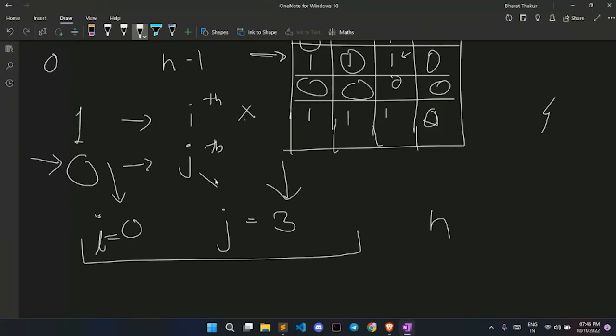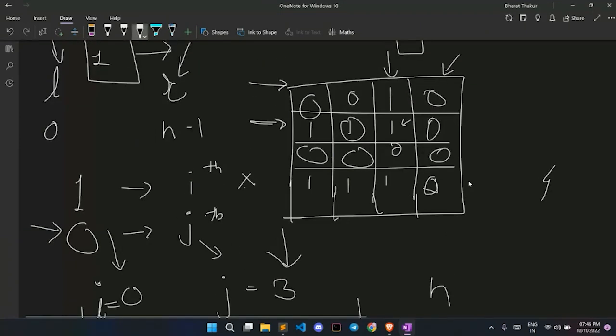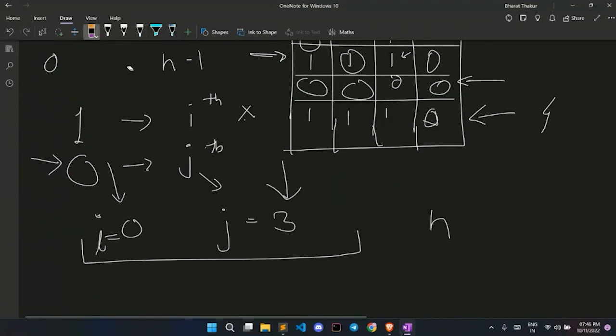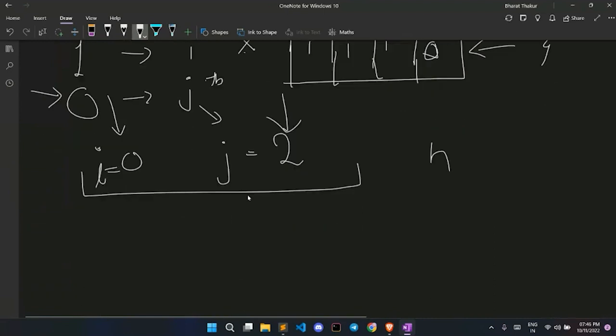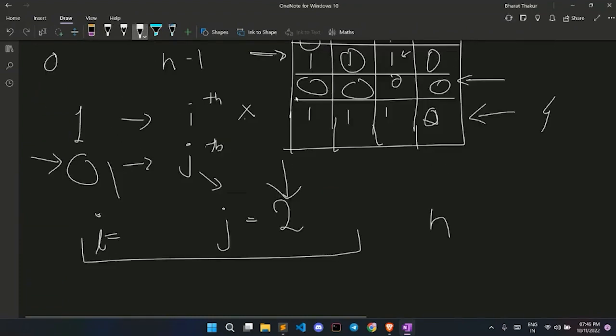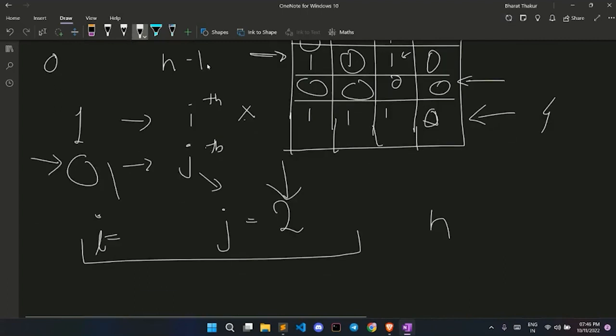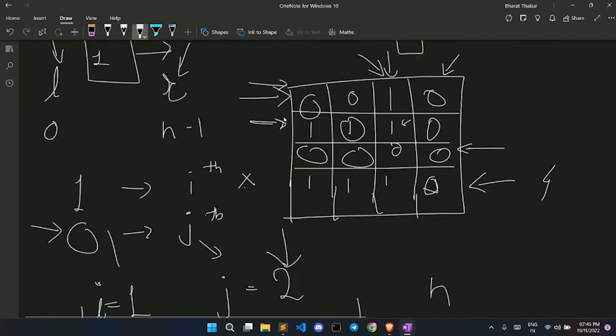So the jth person cannot be the celebrity, so remove it. If I remove this person, I should go up because that is the last person for me now. So 0, comma 2. Then we will check for 0, comma 2. What is the value? Value here is 1. So if the value is 1, this means that the ith person cannot be the celebrity. So I will remove the 0th person, and then this first person now is the 0th person.